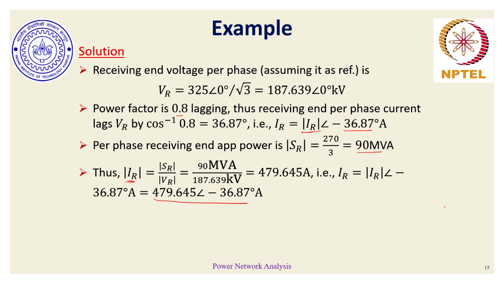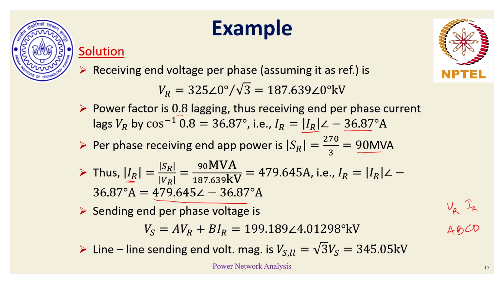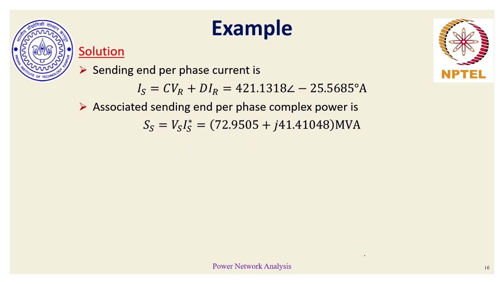Once we know VR and IR, and we also know the ABCD parameters, we can plug in those numbers to get the corresponding sending end voltage, which is this number. We can also find the three-phase line-to-line voltage, and the corresponding sending end current and sending end complex power.